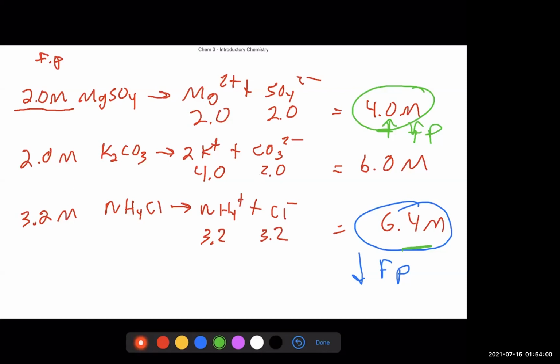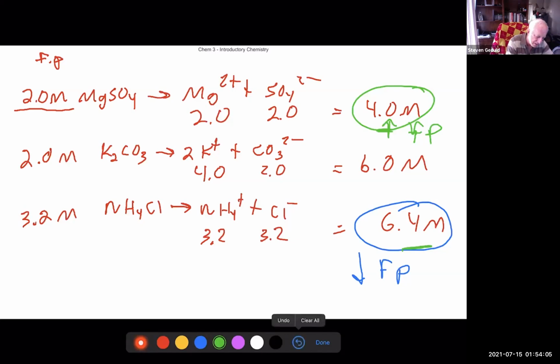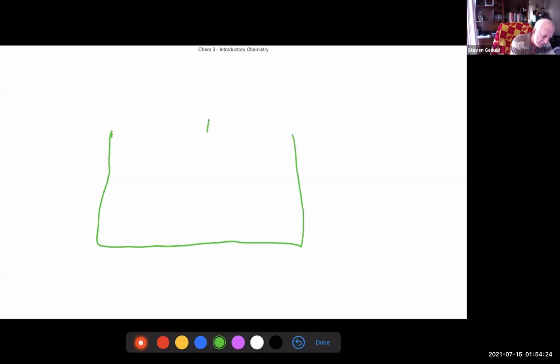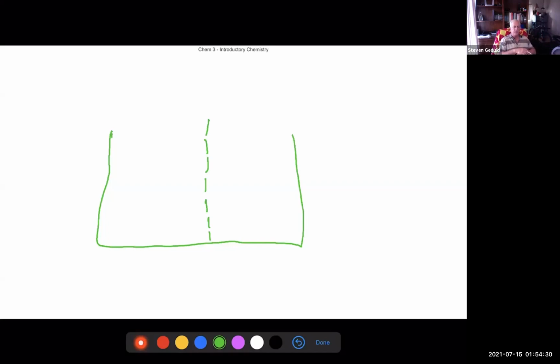All right. Then we talk about osmotic pressure. That's another colligative property. Osmotic pressure is water flowing from an area of higher concentration to an area of lower concentration to equalize the pressure. In other words, let's say we have a cylinder here, and this is what's called a semi-permeable membrane. Now your red blood cells have a semi-permeable membrane, which means water can flow in and out of red blood cells. So water molecules can pass through here.